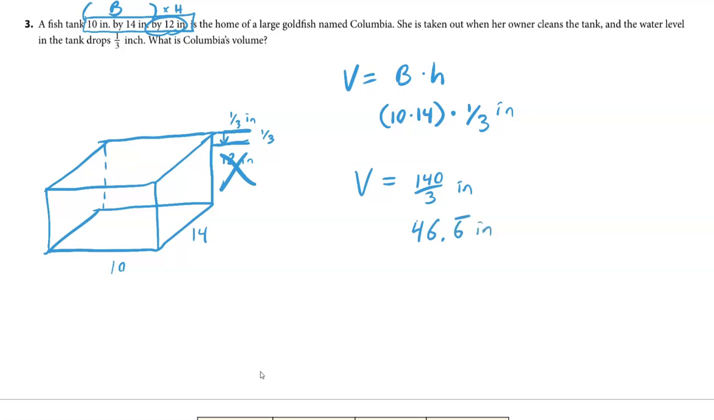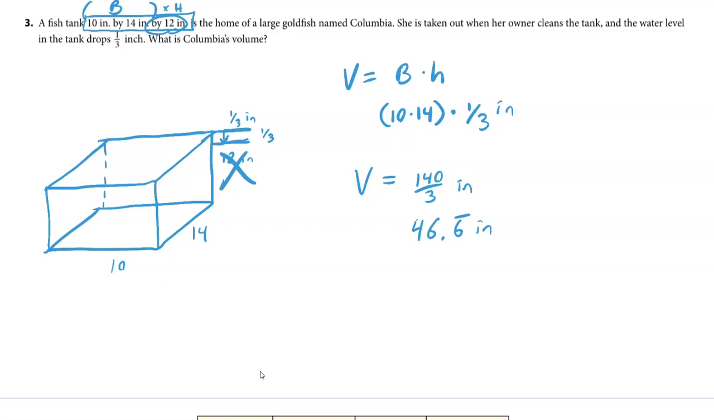inches. Now keep in mind though, if you switch the orientation, a valid answer here could have been 10 times 12 times 1/3. So that would be this and this cancel and you get 4. So you could have gotten 40 cubic inches here as another valid answer.